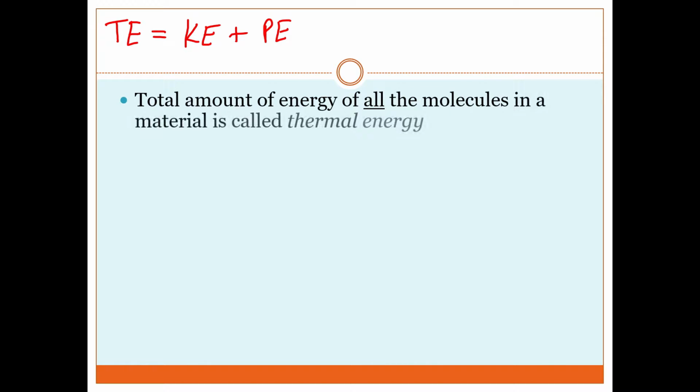Now, this does change our total energy equation, because if you remember from last unit, total energy was just my kinetic energy plus potential energy. But since we have three different forms of kinetic energy, we can actually change the kinetic energy to the following. So total energy is just the total translational kinetic energy plus the total rotational kinetic energy plus the total vibrational kinetic energy, and then plus the potential energy. Okay, and this is what we call thermal energy.